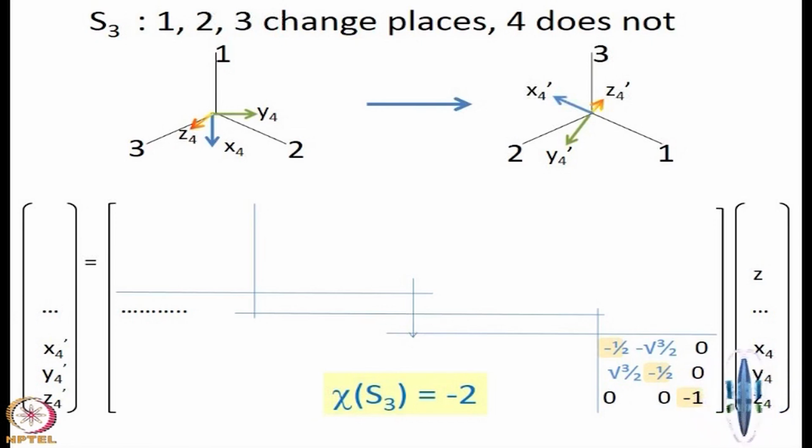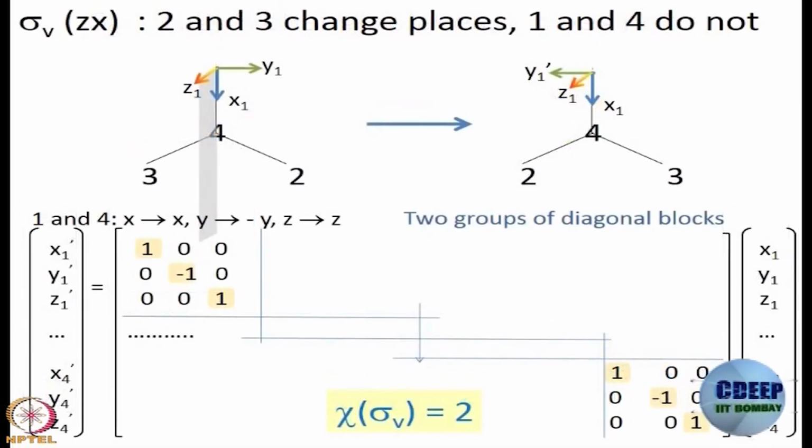From X and Y you know already, you will get minus half minus half. For Z you are earlier getting plus 1, now you will get minus 1. So, minus half minus half minus 1, minus 2. Okay. Sigma V is Zx, right? Sigma V is Zx.